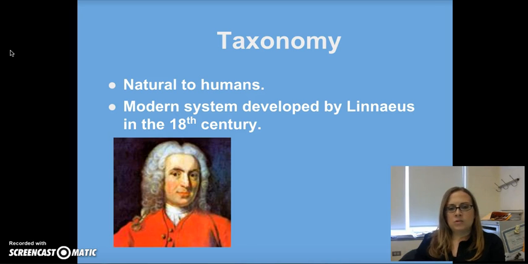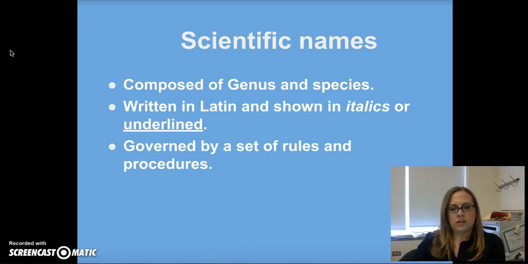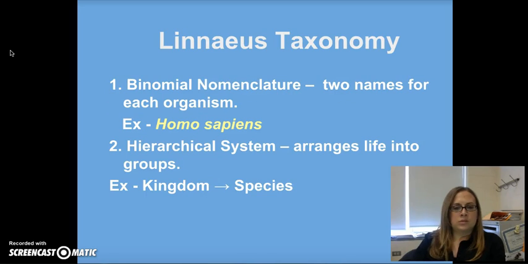So taxonomy is really natural to humans. We like to group things kind of accordingly, whether it's how they look or how related they are. And so with taxonomy, we have our scientific names that we give every different type of species. Scientific name is composed of genus and species. It's going to be written in Latin, and it's either shown in italics if it's typed or underlined if you write it by hand. And it's governed by a set of rules and procedures.